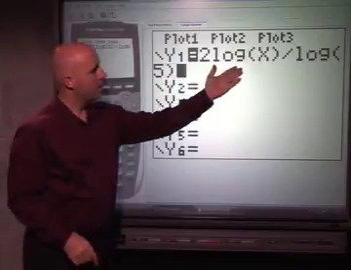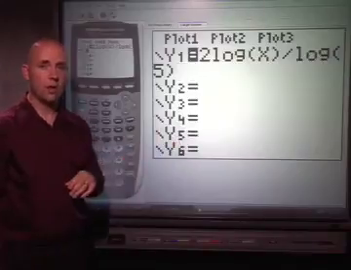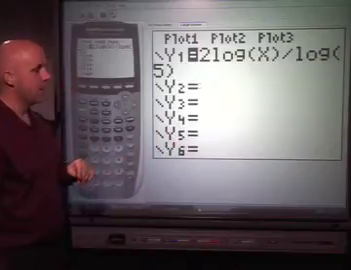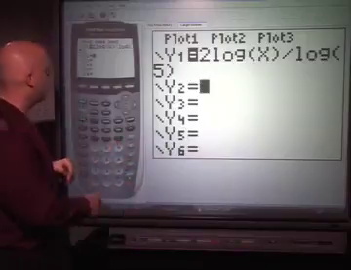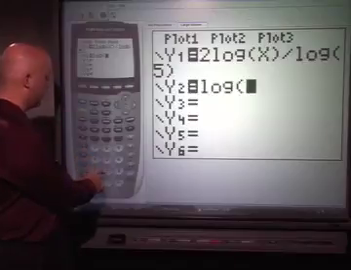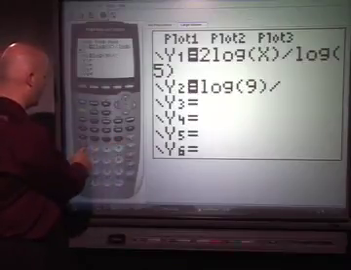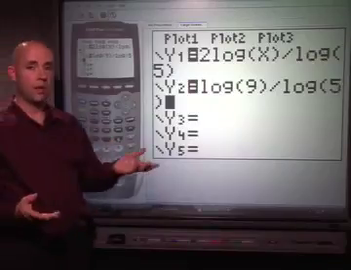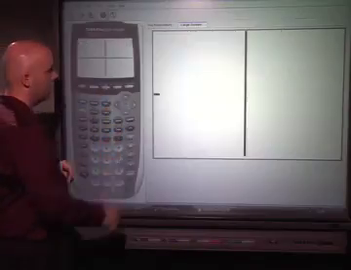So 2 log base 10 of x divided by log base 10 of 5 is equal to 2 times log base 5 of x, using our change of base formula. In y2, we have to do a similar change of base formula application to change this to log base 10 of 9 divided by log base 10 of 5. We're going to go ahead and graph this using our standard viewing window. So we'll press zoom 6.